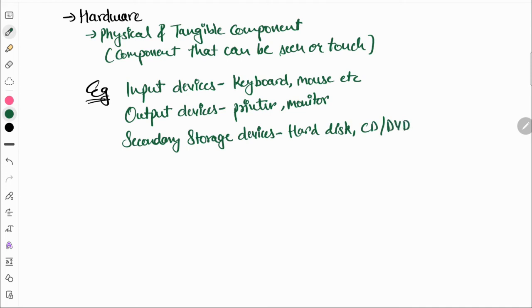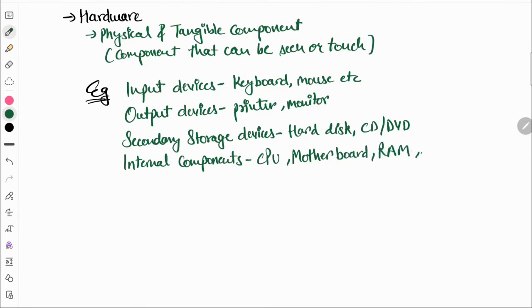Internal components, like CPU, motherboard, RAM, and so on.